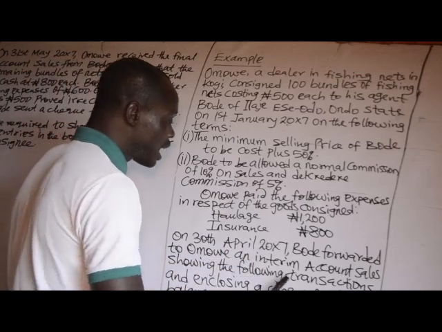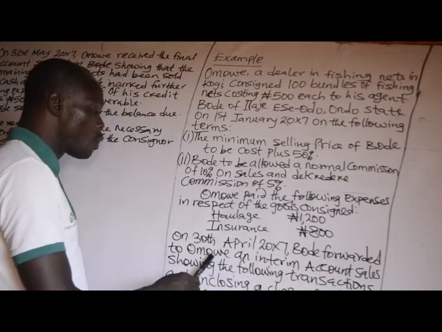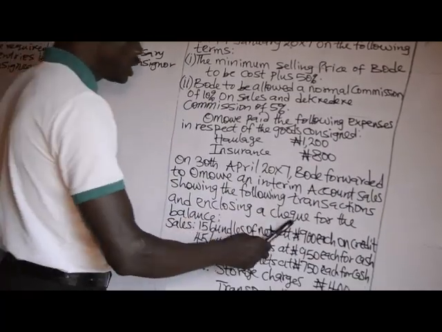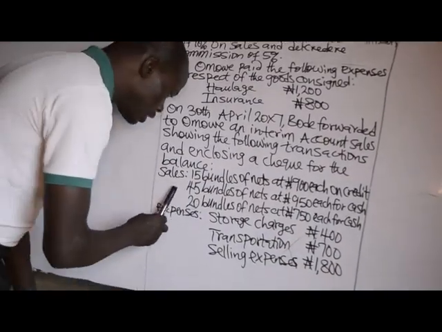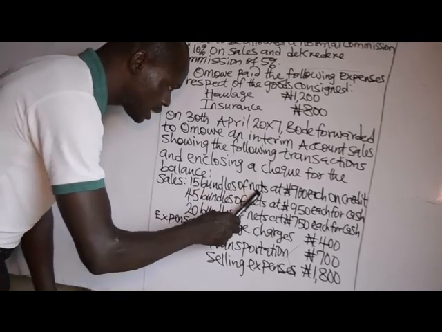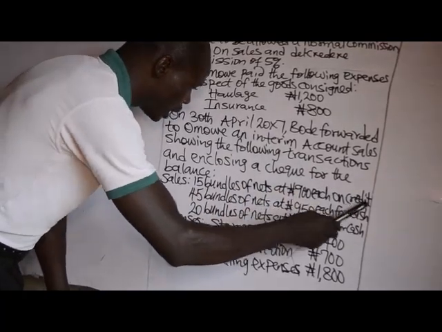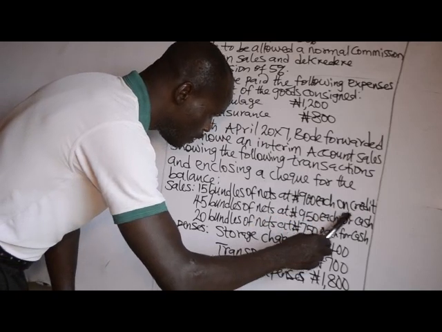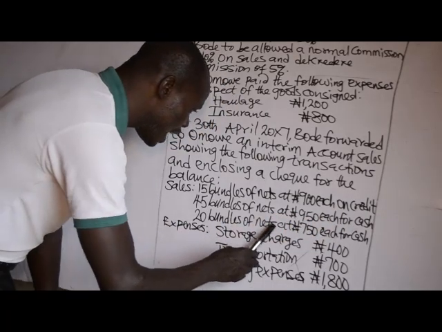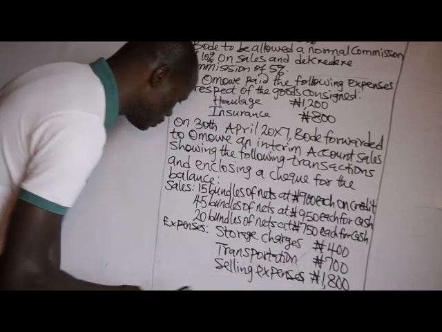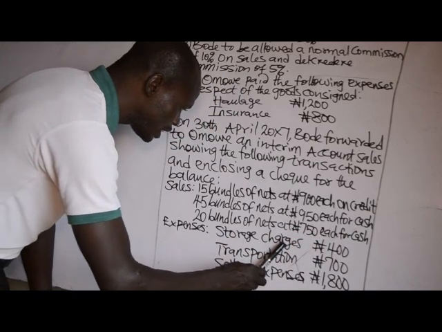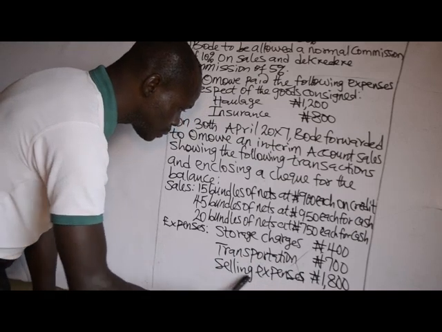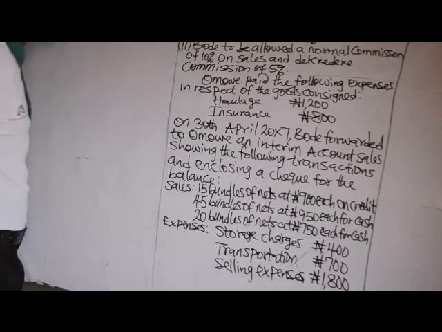On 30th of April 2007, Bode forwarded to On my way an interim account sales showing the following transactions and enclosing a check for the balance. Sales: 15 bundles of nets at 900 naira each on credit; 45 bundles of nets at 950 naira each for cash; 20 bundles of nets at 750 naira each for cash. Expenses: storage charges, 400 naira; transportation, 700 naira; selling expenses, 1,800 naira.